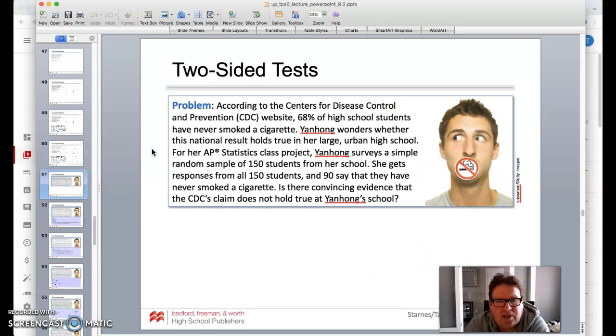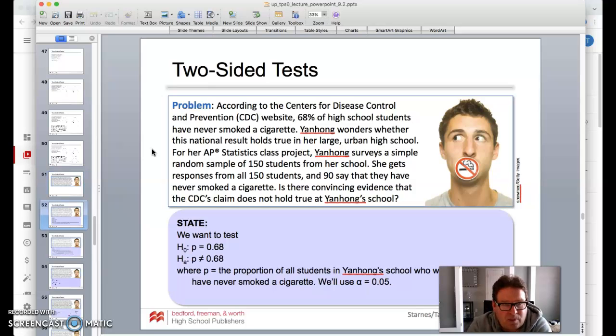According to the Centers for Disease Control, CDC, 68% of high school students have never smoked a cigarette. Yanhong wonders whether this national result holds true in her large urban high school. Now, for her AP Stats project, Yanhong surveys a simple random sample of 150 students from her school. She gets responses from all 150, and 90 say that they have never smoked a cigarette. Is there convincing evidence that the CDC's claim does not hold true at Yanhong's school?